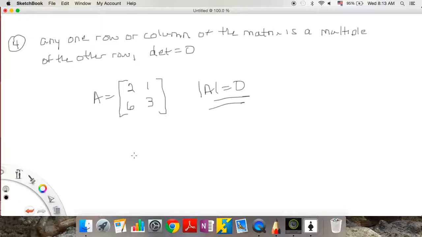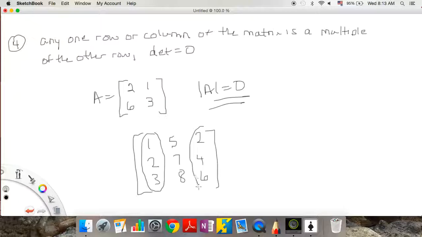If you can look at even like a 3 by 3, if we look at this 3 by 3, we see that this column and this column are multiples of each other, so the determinant is going to equal 0. You don't have to calculate it out because you know already.